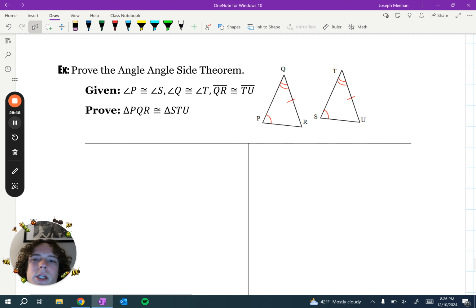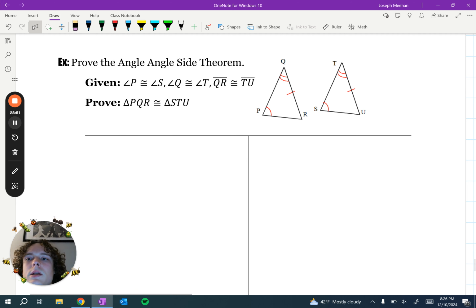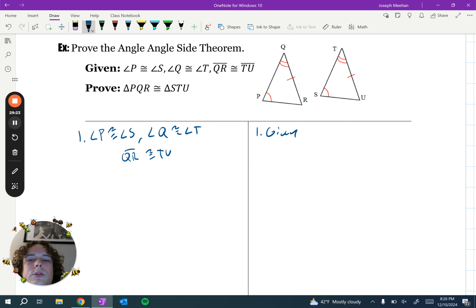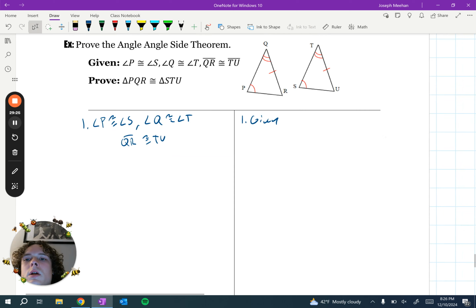All right, last little proof here. I say little, it is kind of little, I guess, relatively. This says prove the angle, angle, side theorem. So we're trying to prove that two triangles can be congruent because of angle, angle, side congruence criteria, okay? So what we cannot use in this proof is the angle, angle, side theorem. That's the only thing we cannot use. Step 1, it kind of tells us everything we need to know to start. So angle P is congruent to angle S, angle Q is congruent to angle T, and then QR is congruent to TU. That all is the given, and that's just what I'm going to write down first, okay?